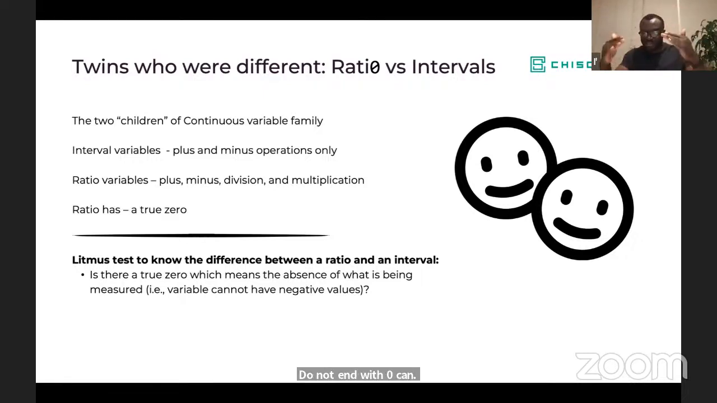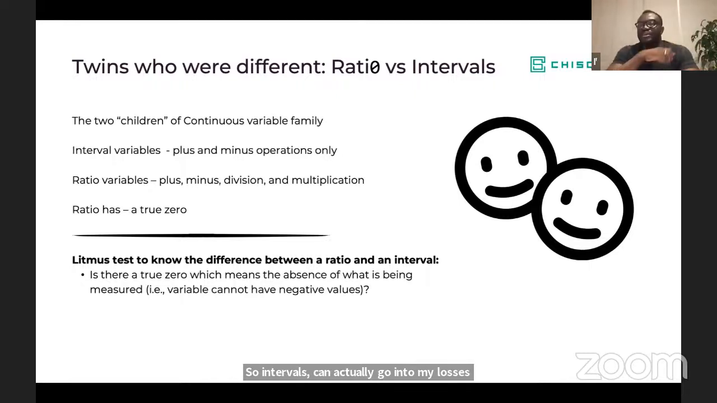So anything below 0 is obviously minus. So intervals can actually go into minuses, right? Ratios cannot get to minus because they end at 0. Intervals can go below 0 because they don't have a true 0. So that's a litmus test to distinguish between a ratio and an interval.